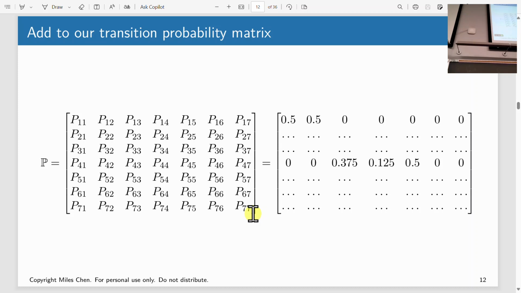Okay. What's the probability I would go from 7 to 6? First, I have to propose it. I would propose it with probability 0.5. And then if I propose island 6, what's the probability I would go there?